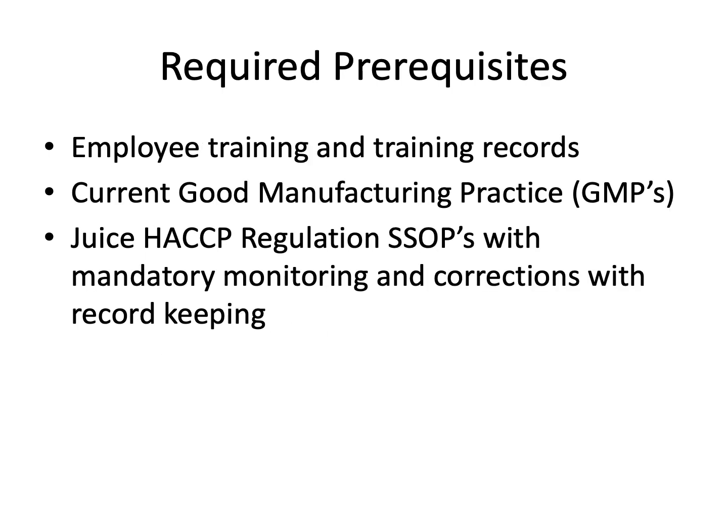So I want to make sure you know what's required for juice processors. There are some required prerequisite programs: employee training and training records, current good manufacturing practices in compliance with 21 CFR 117 subpart B, and in the juice HACCP regulation, SSOPs with mandatory monitoring and corrections and record keeping are required, covering the 8 areas of sanitation.